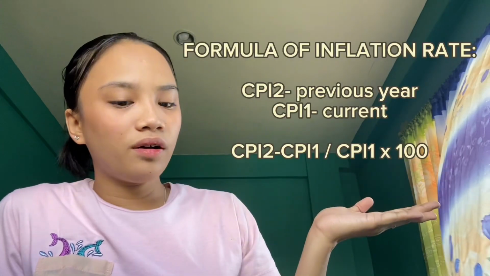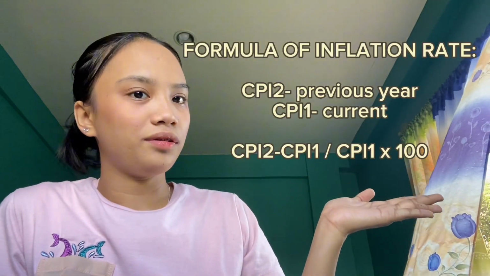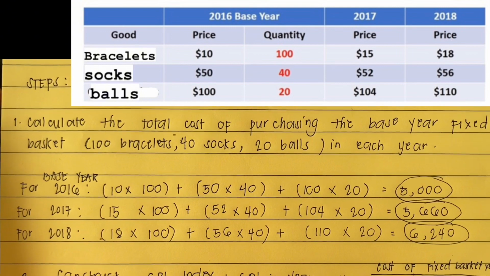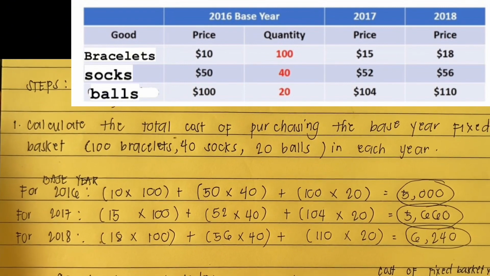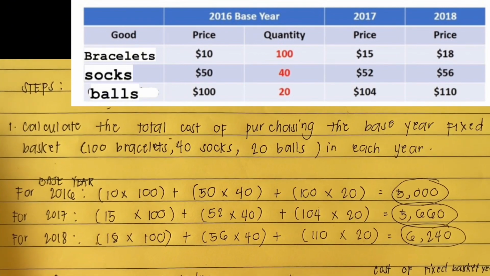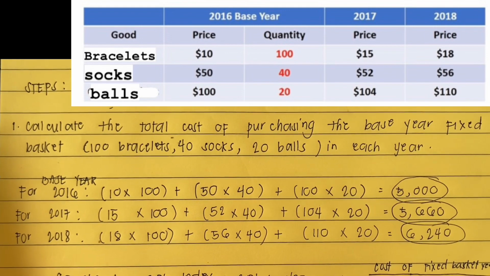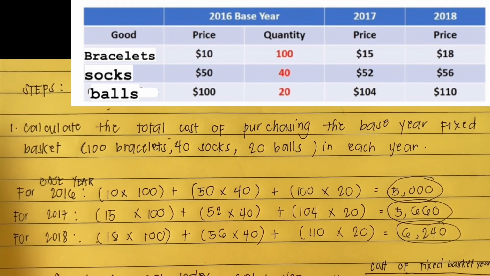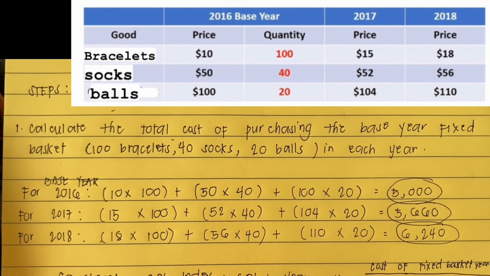So here is our formula of inflation rate. So I have here my example for you to understand how to calculate the inflation rate using the basket cost and consumer price index. So here are the steps. First, you need to calculate the total cost of purchasing the base year fixed basket, the 100 bracelets, 40 socks, and 20 balls in each year.